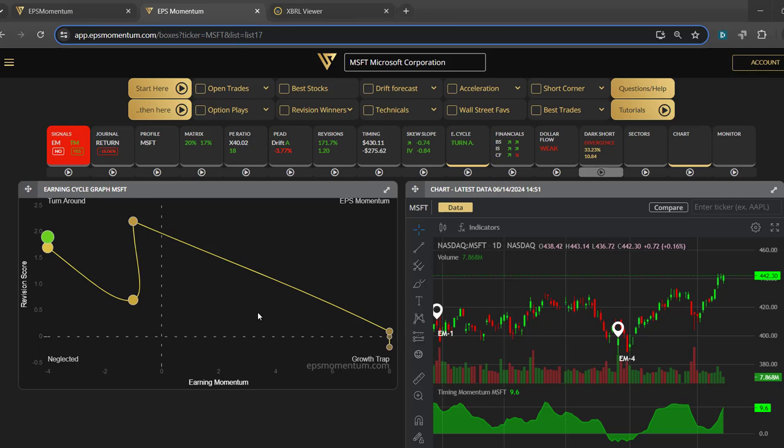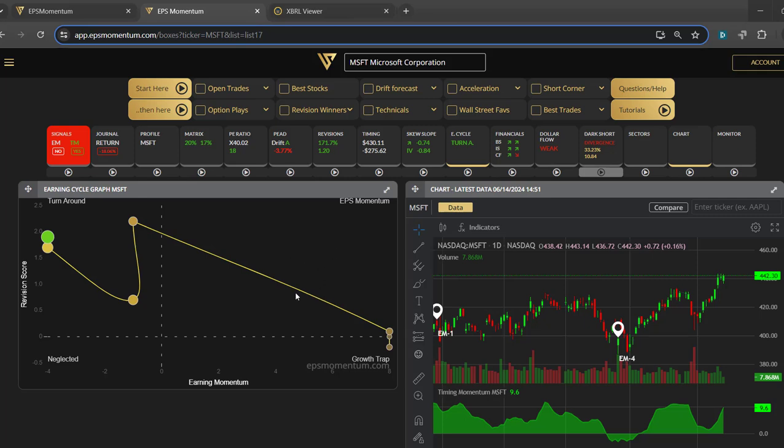So in theory, what is happening for a stock is, let's assume there's no real earning momentum, so you would be in that neglected quadrant. Slowly you're improving your operations and making more sales, so your revision score will go higher up. So you would then enter the turnaround quadrant. And as your estimate revisions go higher, your earnings go up. As they go up, more momentum is generated on the earning front, and then you will start to enter the EPS momentum quadrant.